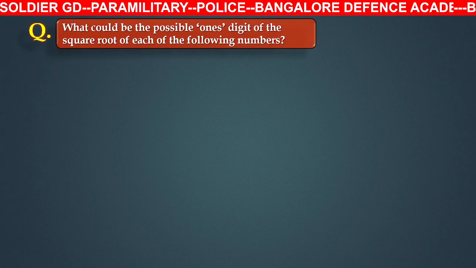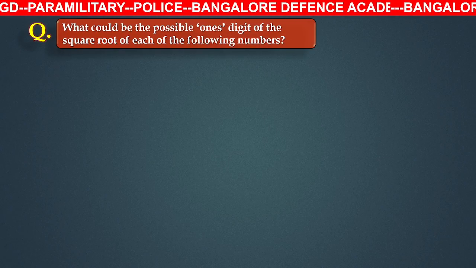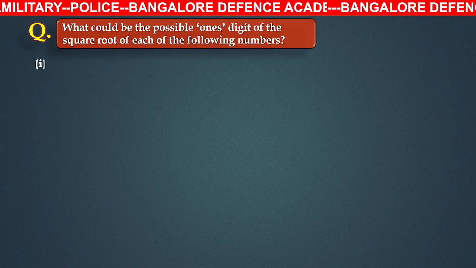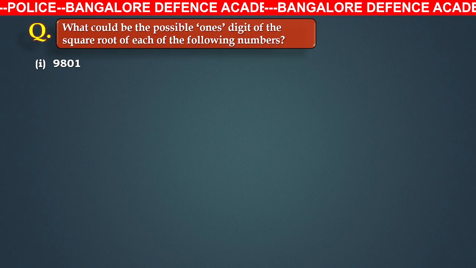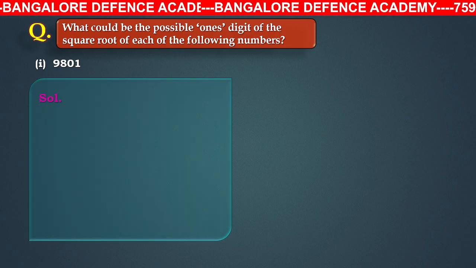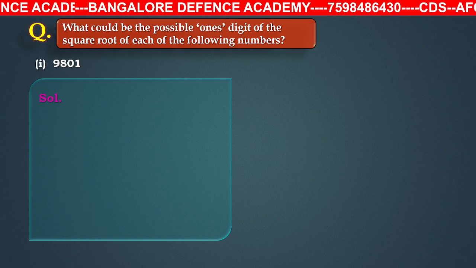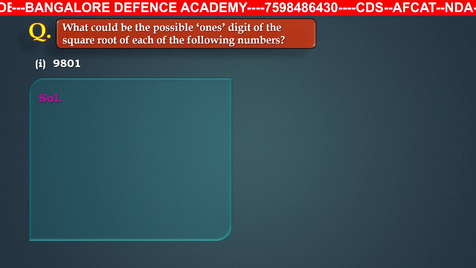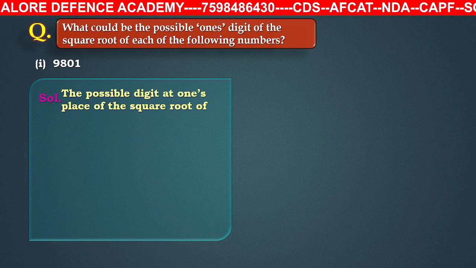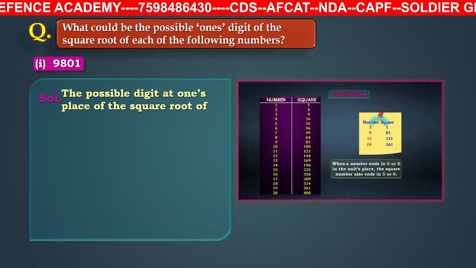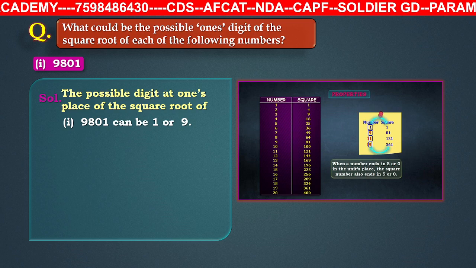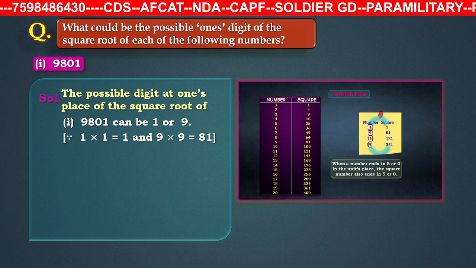Now let us move forward. What could be the possible ones digit of the square root of each of the following numbers? This we have seen in the last class itself, the last video. The question here is, if I multiply 9801 into 9801, what will be the unit place? You have to just take the unit place, that is 1. So 1 into 1 gives me 1. Okay, so this is the answer.